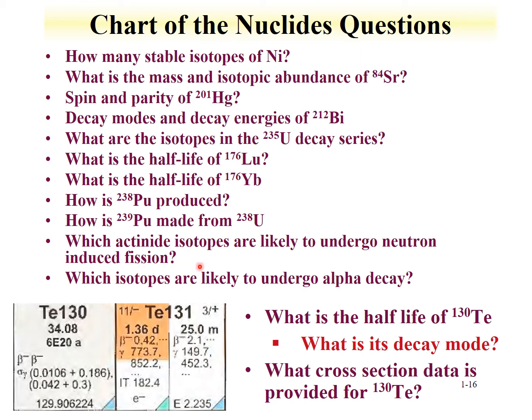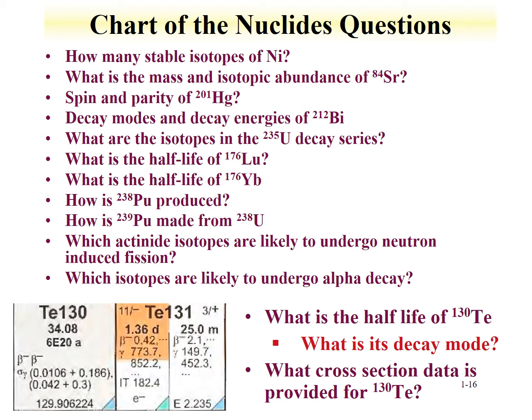Which actinide isotopes are likely to undergo neutron-induced fission? Those with large fission cross sections. So when they capture a neutron, they undergo fission. It's the sigma F. As an example, you can look at the data for uranium-235 or plutonium-239. Which isotopes are likely to undergo alpha decay? The heavier isotopes.